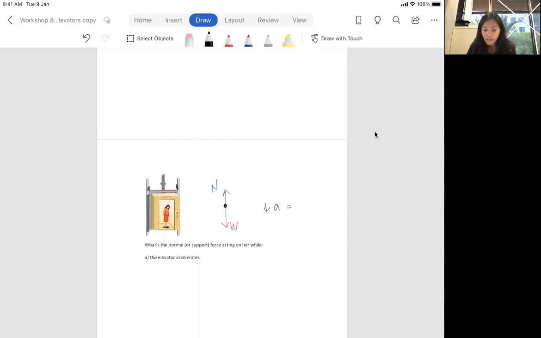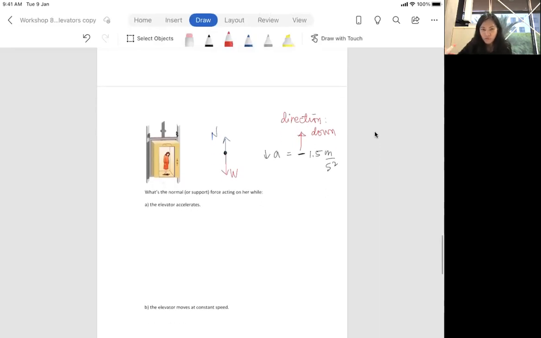1.5 meters per second squared, but that's a downward acceleration. So I'll put a negative 1.5 meters per second squared. So the negative sign here gives me the direction that's downwards. Right, so you have your free body diagram and you've illustrated what's going on. Let's go to the first question.